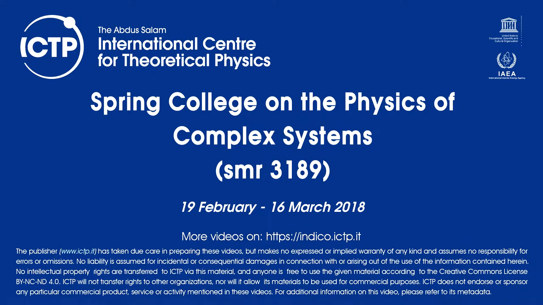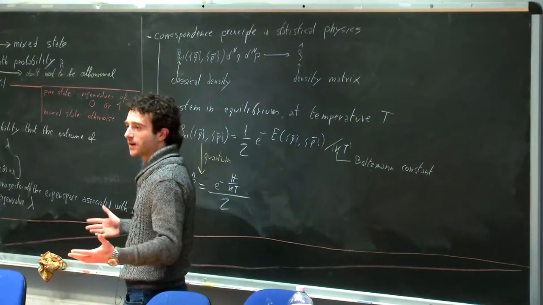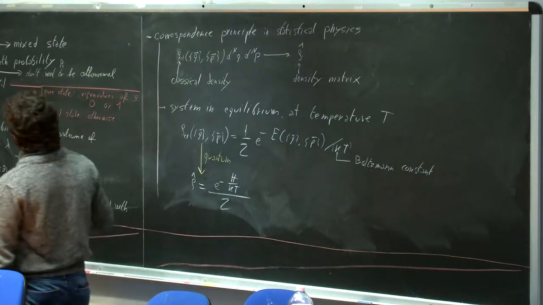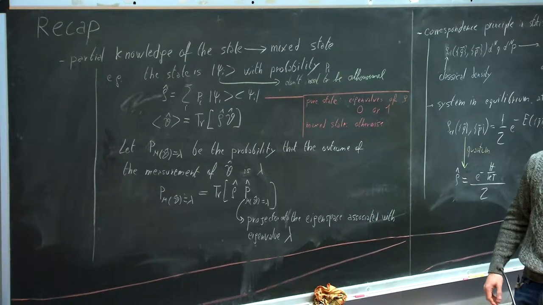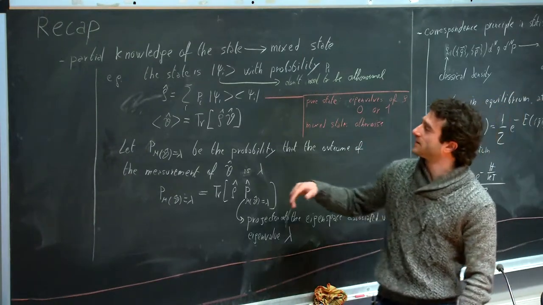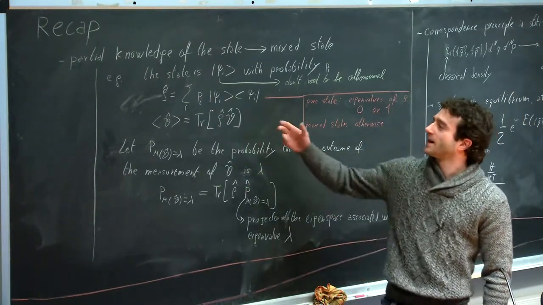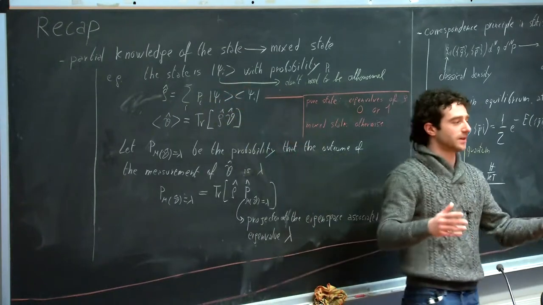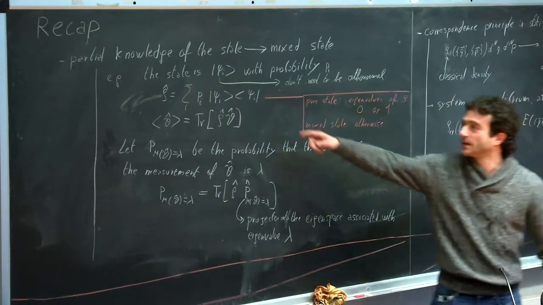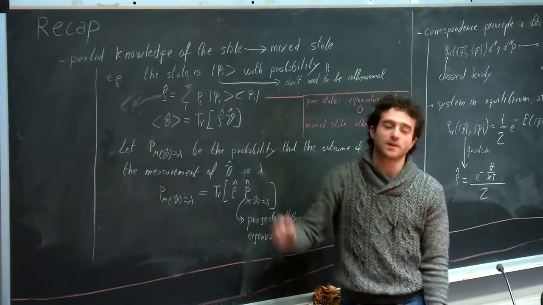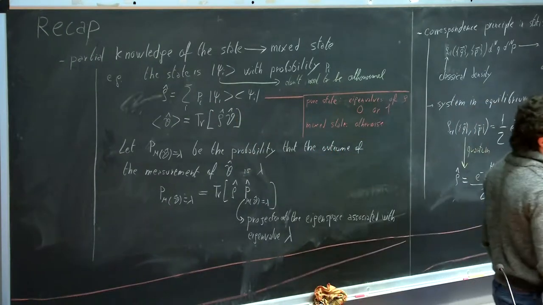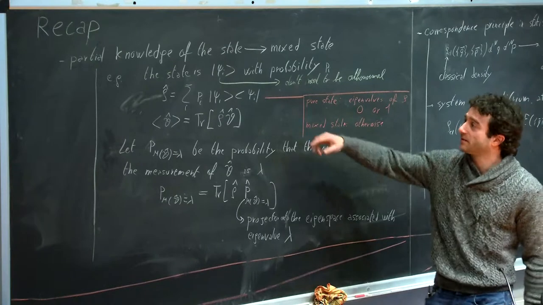I introduced you to the concept of density matrix. So how can you describe a state when you have only partial knowledge of a system? And indeed, we are seeing that we can describe the system using a pure state, so a quantum state like this, because sometimes there are situations where you only know that there is a given probability that the system is in a given state.